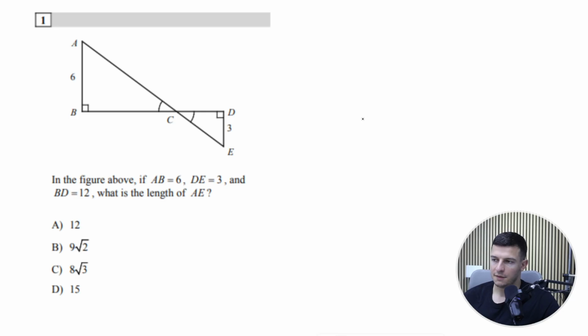In the figure above, if AB is equal to 6, DE is equal to 3, and BD is equal to 12, what's the length of AE? Now, I see that I have two triangles here. The triangle ABC, which is a right angle triangle, and triangle CDE. That's also a right angle triangle.